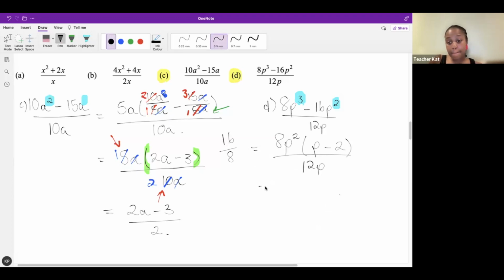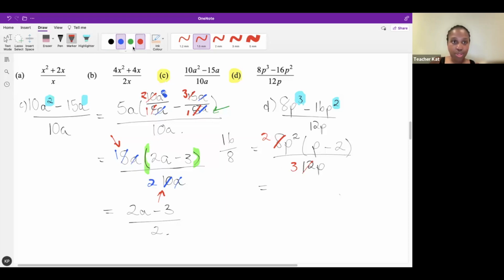Now, let's look at the factor I have now taken out and my denominator. 8 and 12. Do they have a common factor? They do. But what is the highest one? What is the highest common factor between an 8 and a 12? It is a 4. Okay, so how many times does 4 go into 8? Twice. And into 12? 3 times. Okay, we've dealt with the numbers.